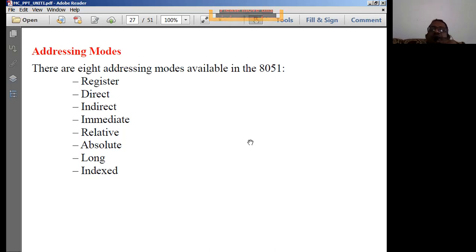Using these addressing modes, we access data for the microcontroller to process. For a microcontroller to process, it needs data. Now, how do we get data? By using the addressing modes, we get data into the microcontroller. Let us see how we use these addressing modes. We'll try to cover at least the first four in this session: register, direct, indirect, and immediate addressing modes.